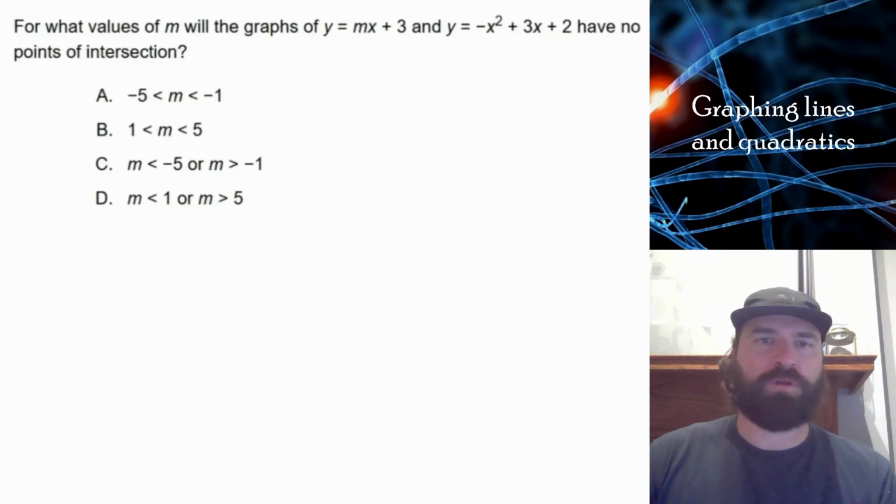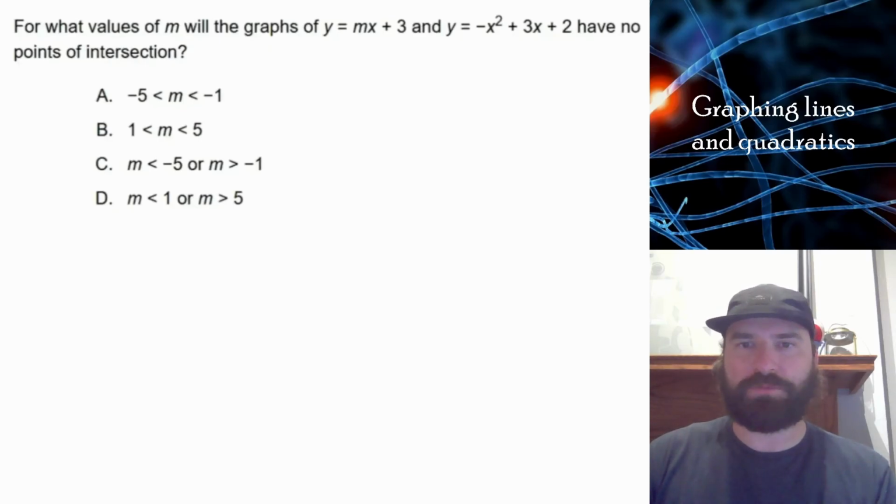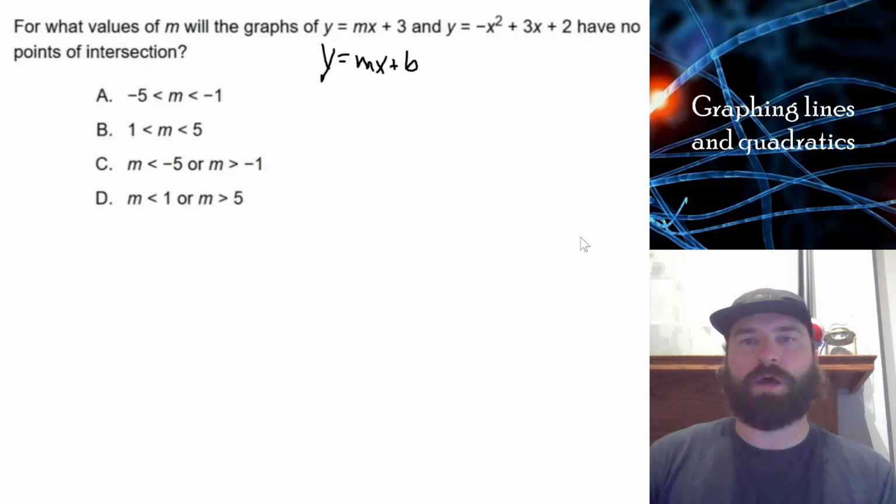So this one involves having some knowledge of how to graph lines, which is what this equation represents, and how to graph parabolas, which is what this quadratic equation represents. So we have this m in here, which represents the slope in the equation of a line. So that's y equals mx plus b. Hopefully you've seen that before, where m is your slope and b is your y-intercept.